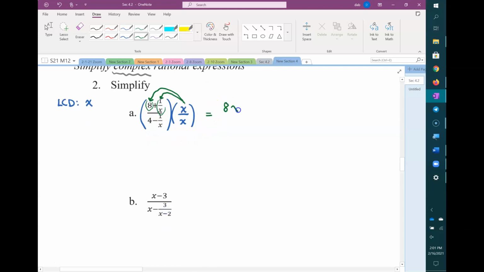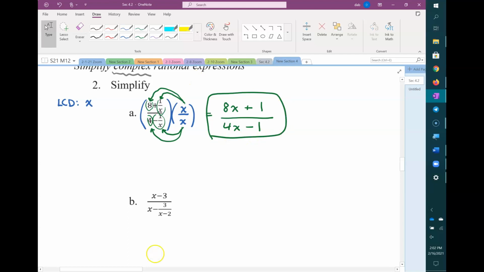So that'll give me 8x plus, and then the x over x cancels and leaves me with a 1. Then in the denominator, I also have 2 terms, so I need to distribute and get 4x minus, the x's cancel, and I get 4x minus 1. So this is your final answer. Nothing cancels here. Okay, so this is the first way.